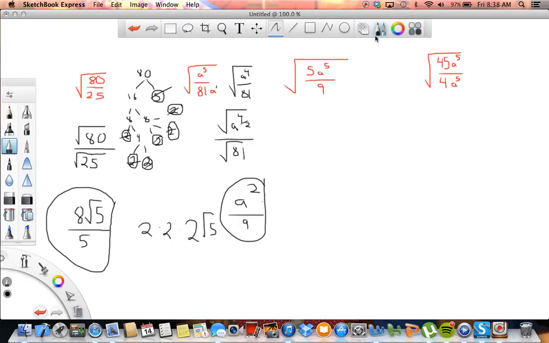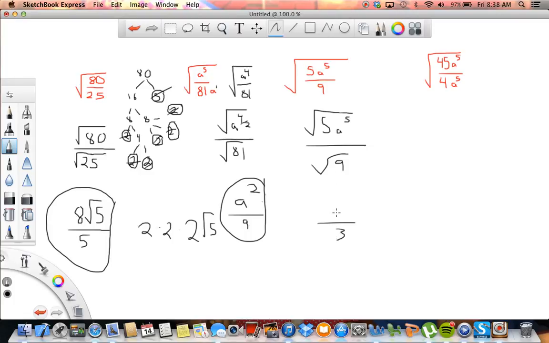Alright, so we look at this next problem, number 7, and we need to go ahead and simplify this down. So we have the square root of 5a to the 5th over the square root of 9. And again, it's easy to see here that the square root of 9 is 3 on the bottom, so the denominator is pretty easy on this part.